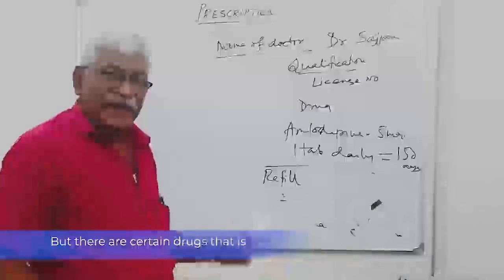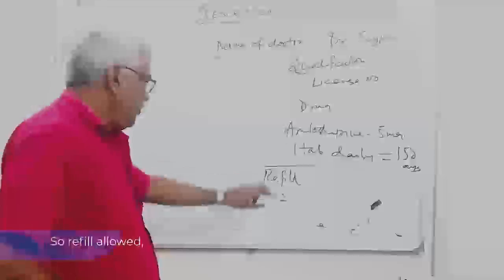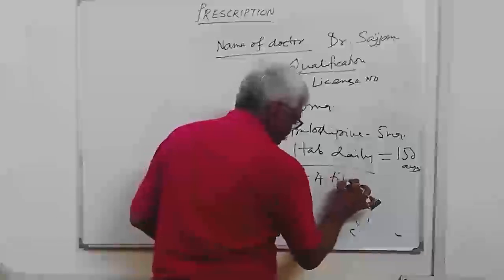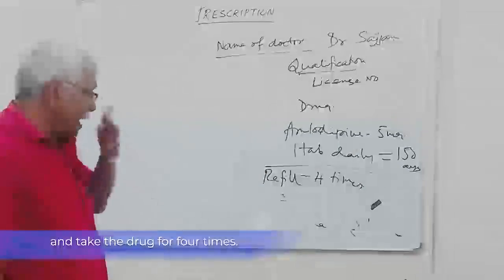But there are certain drugs that are given for a single time. Say the morphine, it is given for a single time. So refill allowed 4 times. So he can go to the pharmacy shop and take the drug 4 times.